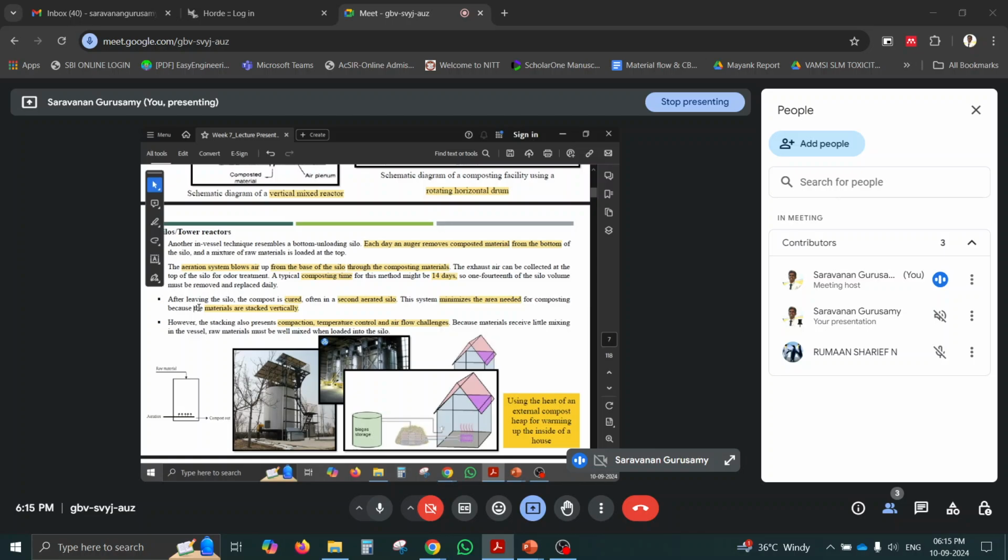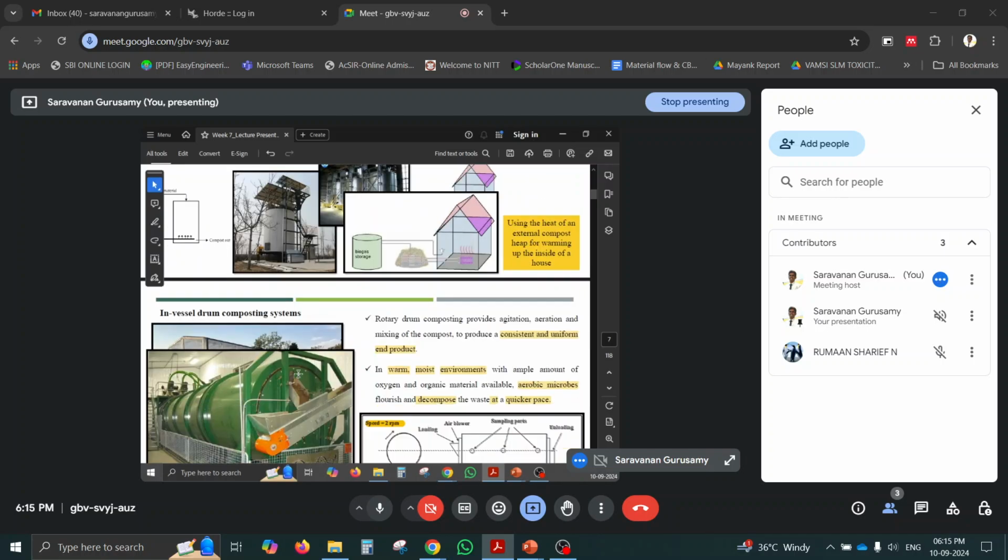So you can also see this. After the first stage, the material will be passed to the bottom tank, then the matured compost will be taken out and stored separately. This type of vertical stacked system we can also follow. So in stacking, compaction, temperature control, and airflow are the three major things we need to maintain. Temperature we need to maintain, airflow we need to maintain, and the compaction, to reduce the space required for composting.